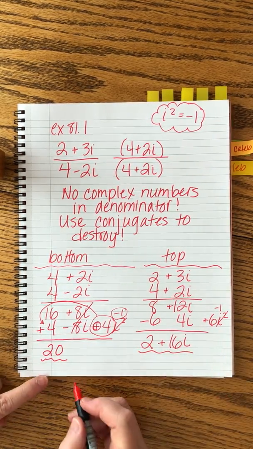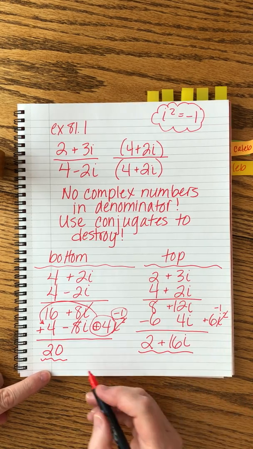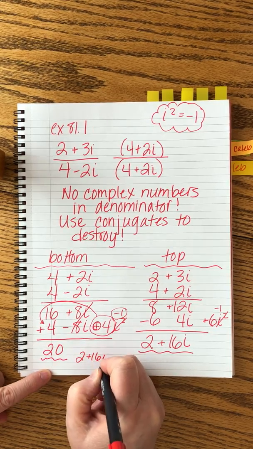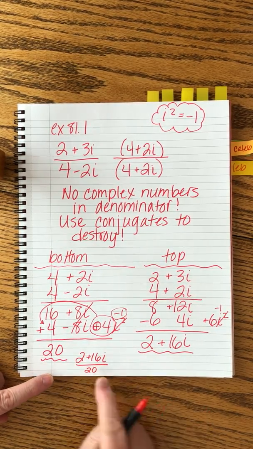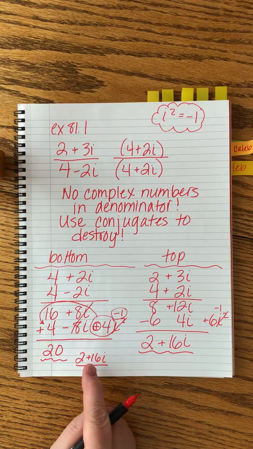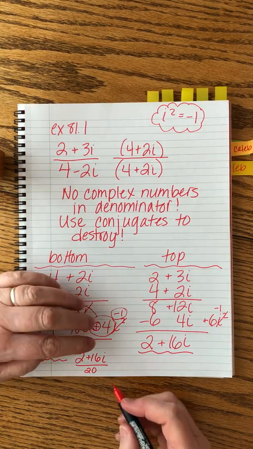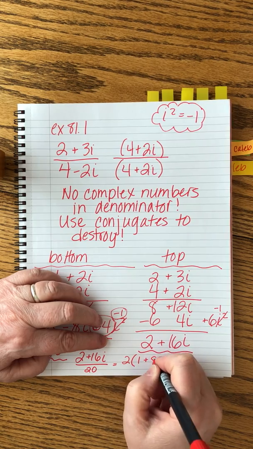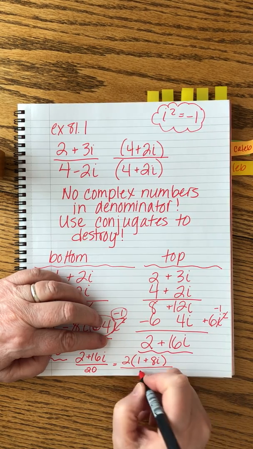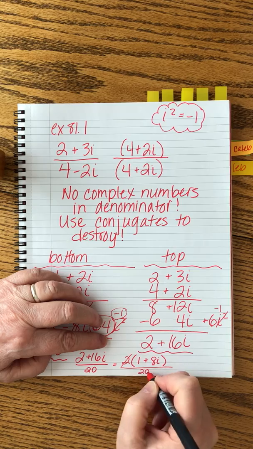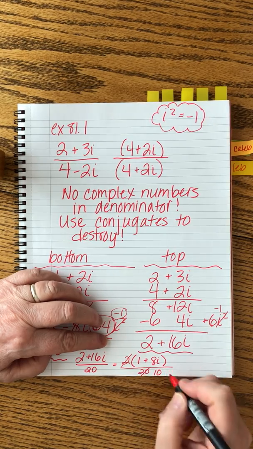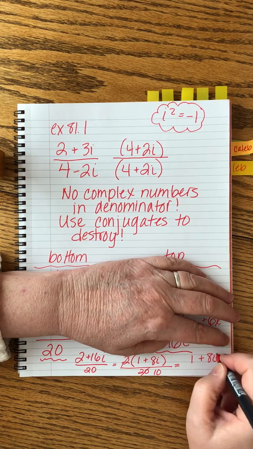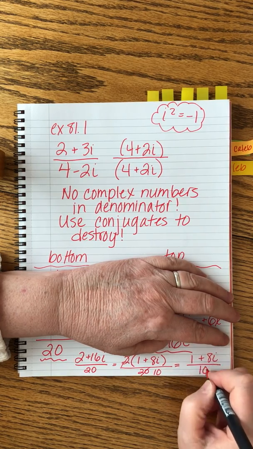All right, and I'm going to work down here. It's going to get a little squishy. Now we have 2 plus 16i over 20. I get excited. Those are all even numbers, so I can factor, let's see, a 2 out of the top. And that will be 1 plus 8i. And that's over 20. Now I can cancel. I'll have 10 left in the bottom. So our final answer is 1 plus 8i over 10.